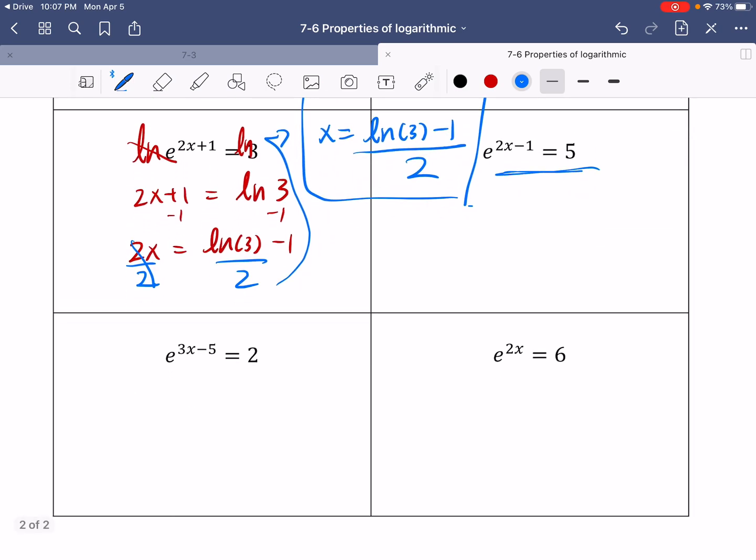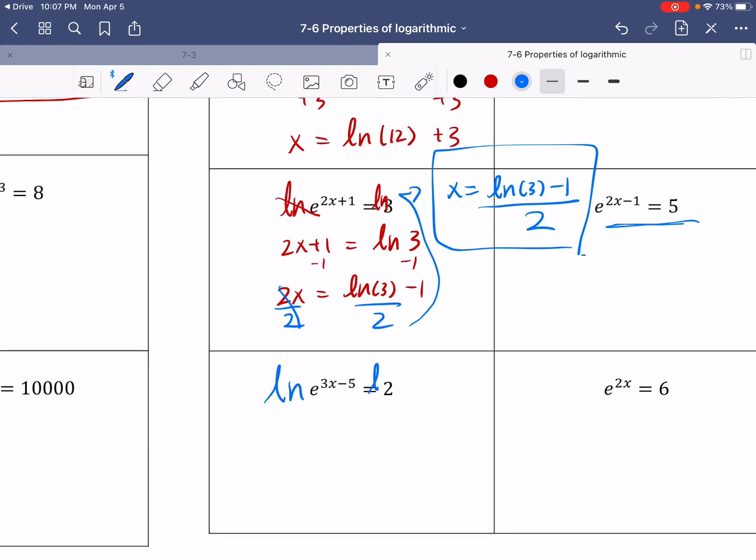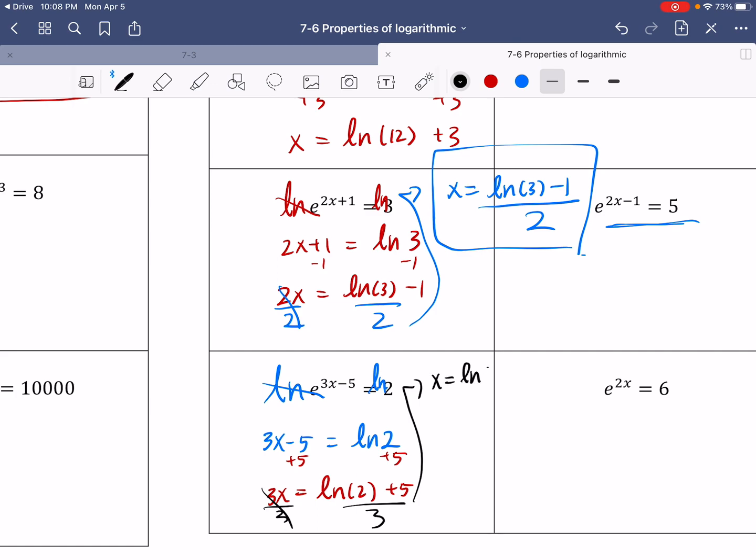This is the last question. It's going to be a really fun lesson, I think. So here you go, natural log on both sides. So you're going to get 3x minus 5 equals natural log of 2. If you add 5 on both sides, you will get 3x equals natural log of 2 plus 5. And if you divide by 3 on both sides, obviously you get x equals natural log of 2 plus 5 over 3. And try this one by yourself. This one is even easier because you don't have to add or subtract, you just divide by 2 at the end here.